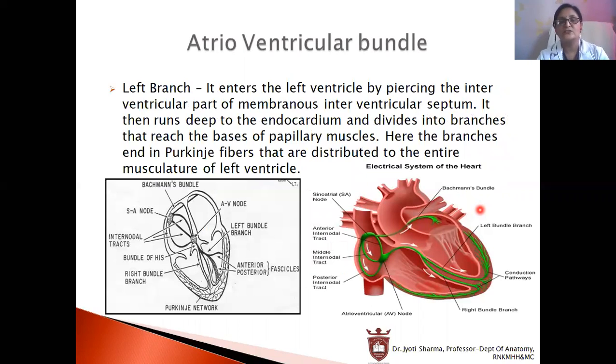The left branch enters the left ventricle by piercing the interventricular part of the membranous interventricular septum. It runs deep to the endocardium and divides into branches that reach the bases of papillary muscle. Here the branches end in Purkinje fibers that are distributed to the entire musculature of left ventricle. Again, we can see whole of the conducting system: the SA node, the AV node, the bundle of His, the right and left branches, and the Purkinje fiber.